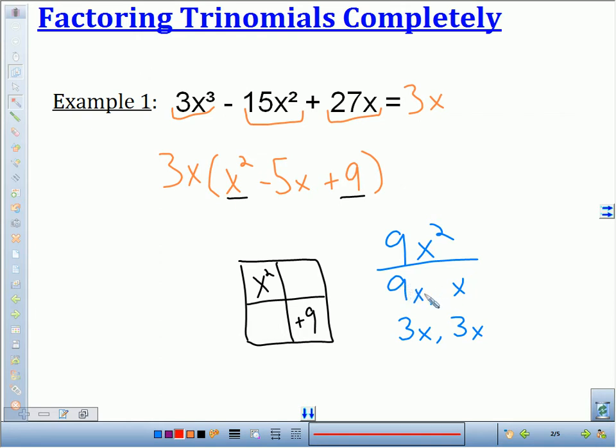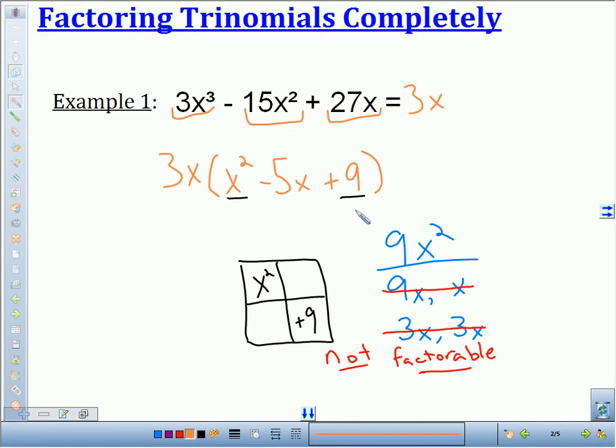Now, 9x and x will not combine to give me 5x. 3x and 3x will also not combine to give me 5x. What that means is that none of the factors works. If none of the factors works, then the trinomial is not factorable. And that's what we would say. This is not factorable. We could also say it's prime.